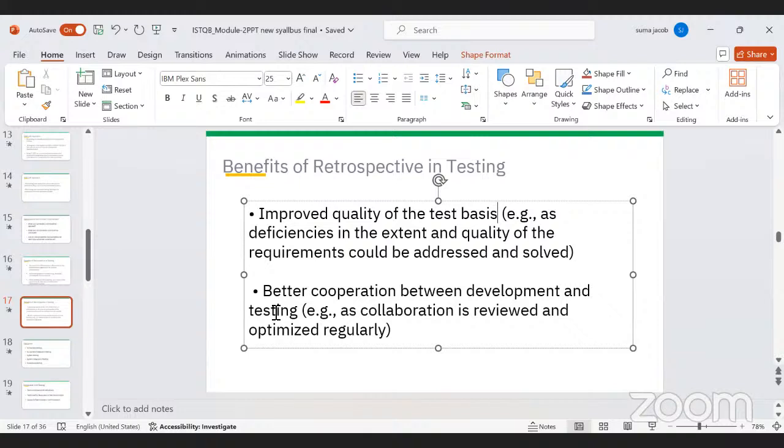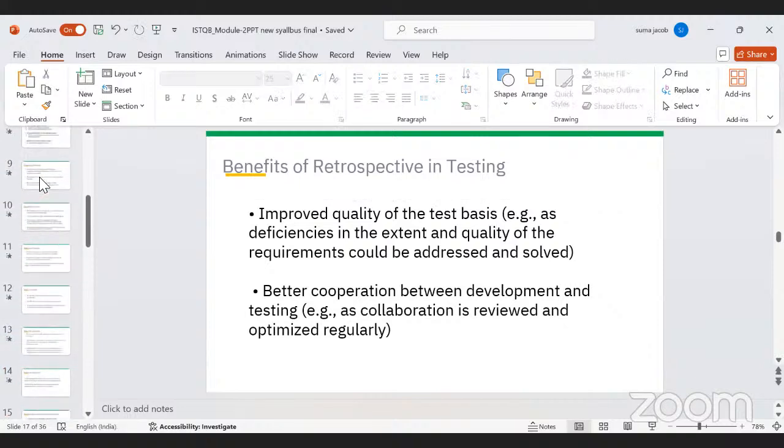So we will use this particular channel for this piece of work, or the developers will keep this channel for their communication. So by better implementation of different communication channels, there is better cooperation between the development and testing team, which will help in the whole testing process. So these are the different benefits of a retrospective meeting.